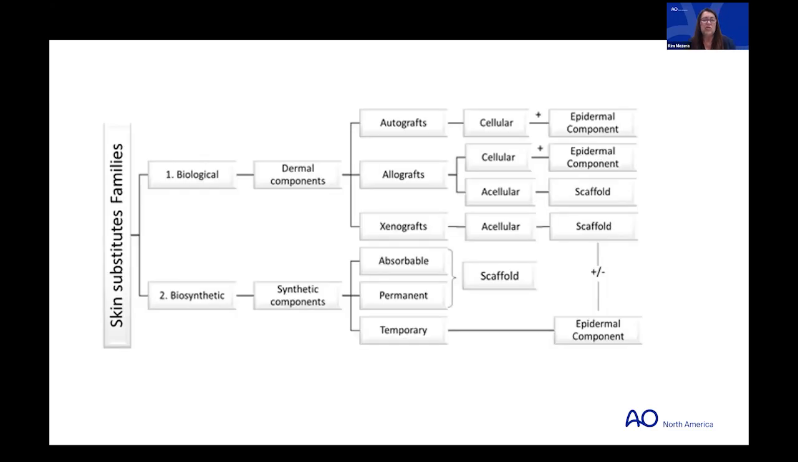So I'm going to structure the next few slides off of this particular flow chart. First of all, we'll talk about biologics, and we're going to focus on allografts and xenografts. Cellular or acellular, if we want to have any epidermal component or just a scaffold. Then we'll go into our synthetics.